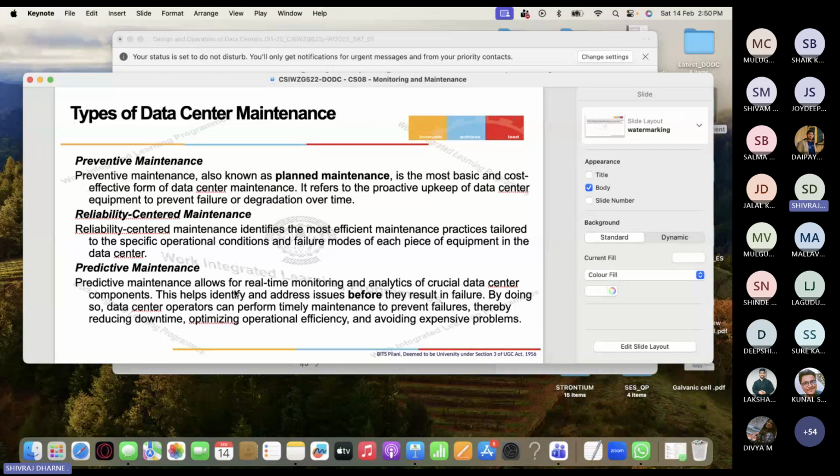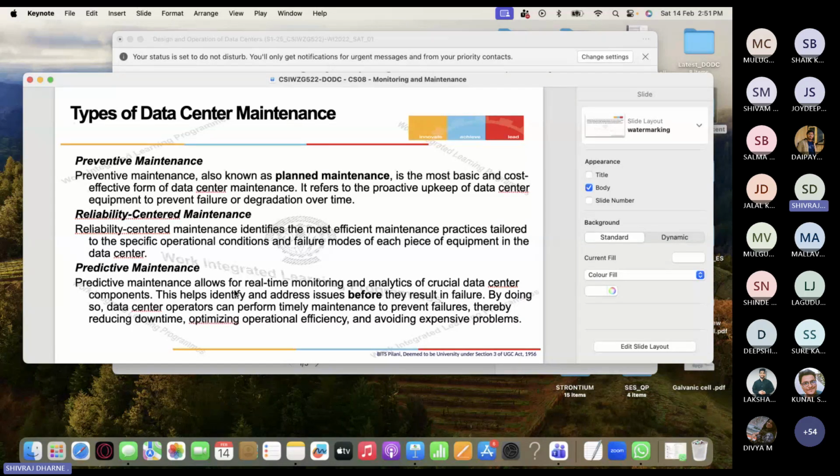So this will help you identify and address issues before they result in failure. So that's why it's called predictive. You are predicting. By doing so, data center operations can perform timely maintenance to prevent the failures. It will reduce your downtime, right, and optimize the operational efficiency.